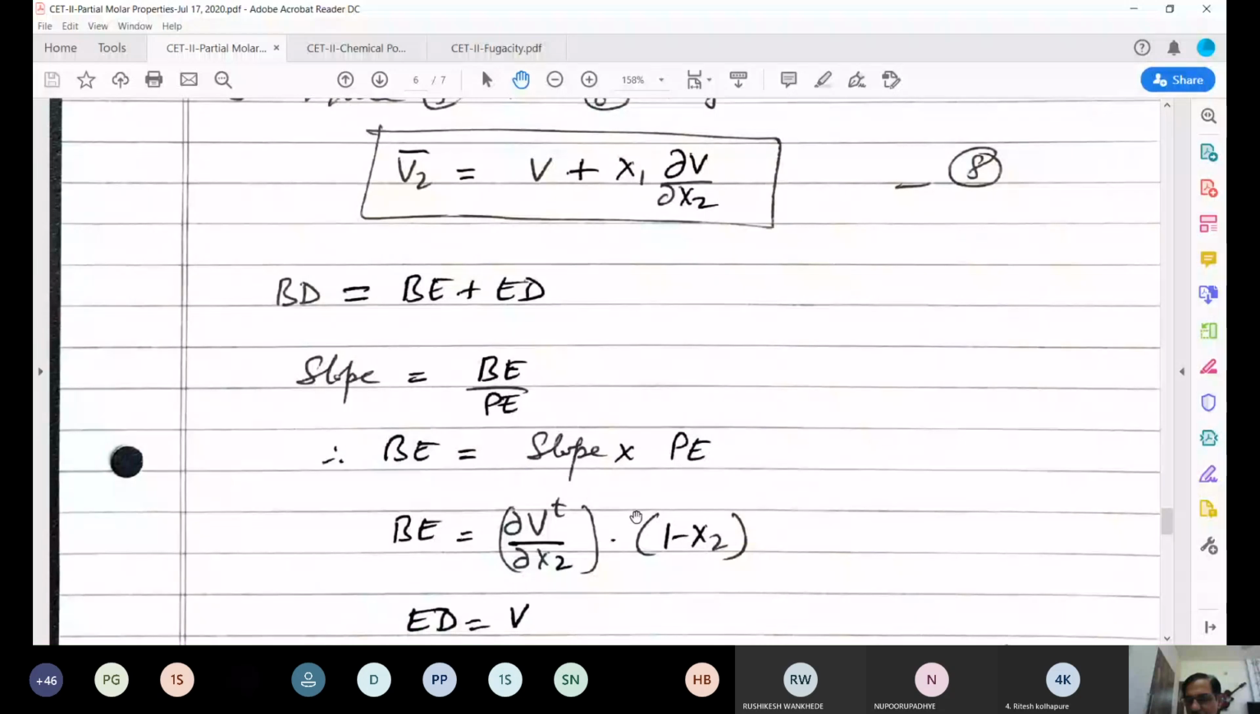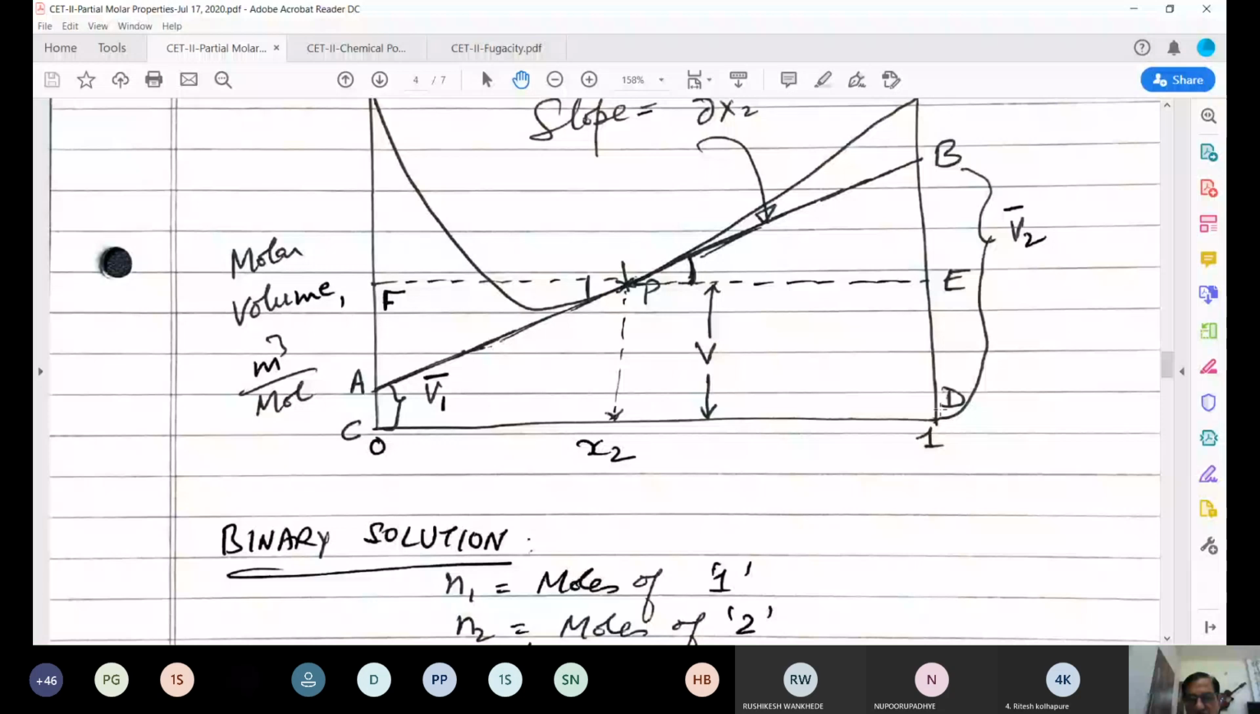And PE, what is PE? PE is nothing but, this is x2, this is 0, so it is 1 minus x2. PE, this distance is 1 minus x2, because 0 to 1. Okay, is it clear?